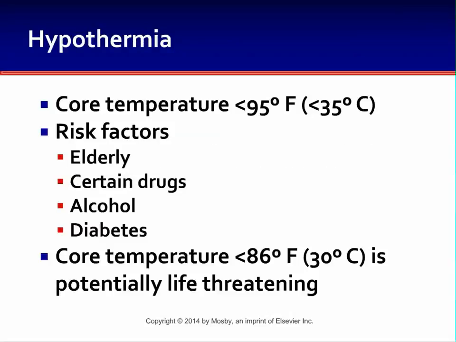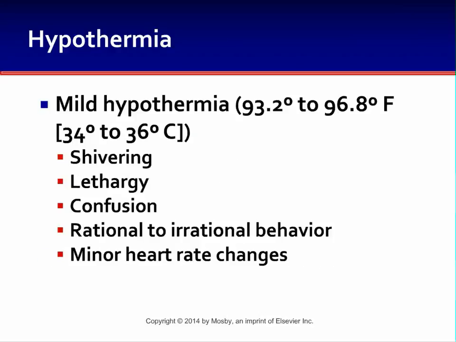Hypothermia is constituted by a core temperature of less than 95 degrees Fahrenheit. Risk factors include being elderly, certain drugs, alcohol, and diabetes. A core temperature of less than 86 is potentially life-threatening. Mild hypothermia is 93.2 to 96.8. Involves shivering, lethargy, confusion, rational to irrational behavior, and minor heart rate changes.